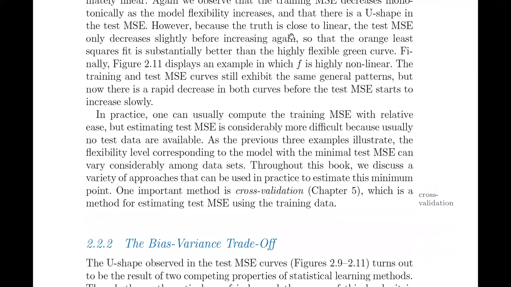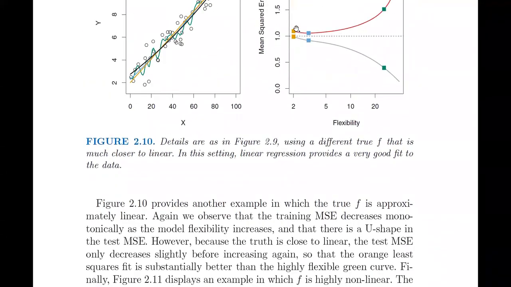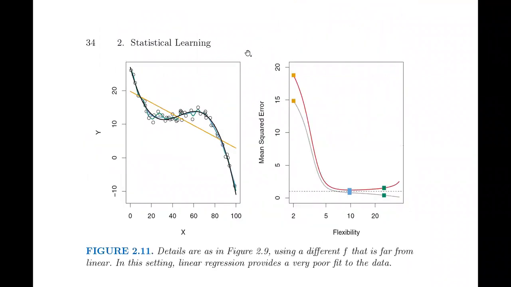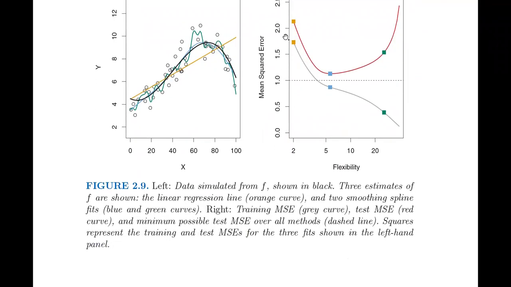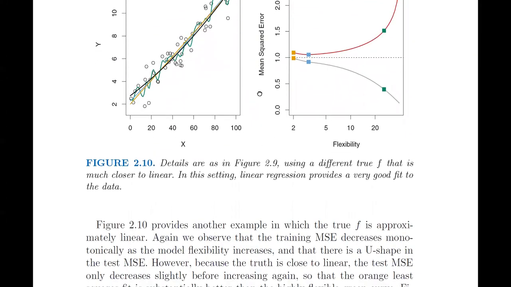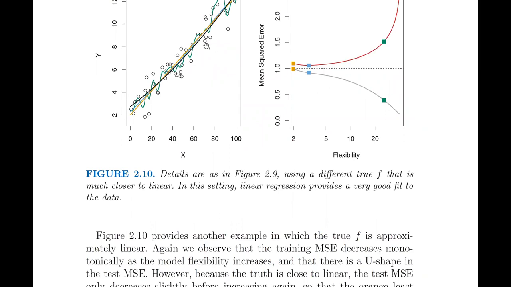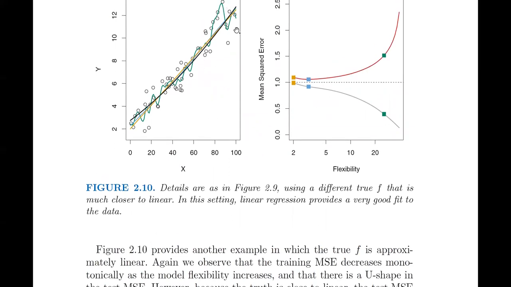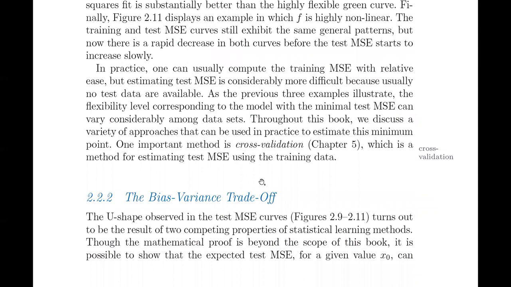However, because the truth is close to linear, the test MSE only decreases slightly before increasing again. This time round, there isn't such a discrepancy in test MSEs between the two models, because the true function is linear in nature. Okay.